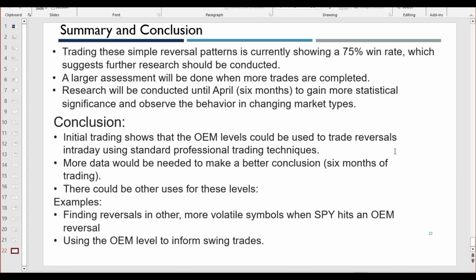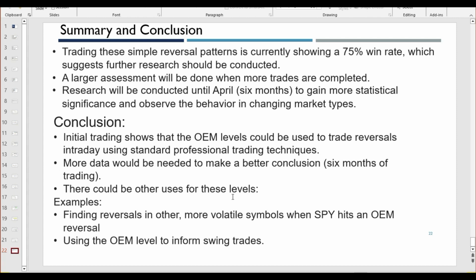So in conclusion, trading these reversal patterns is right now showing a 75% win rate, which suggests that further research should be conducted. A larger assessment will be done when more trades are completed, and we're going to keep going for at least 6 months to observe the behavior in these changing market types, which will occur naturally. So in conclusion, the initial trading shows that the OEM levels could be used to trade reversals intraday using just these standard professional trading techniques. More data is going to be needed to make a better conclusion. At least 6 months of trading sounds right to me.